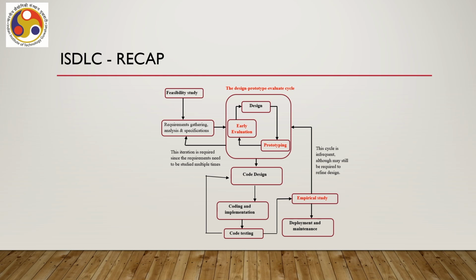Just to put things into perspective, let us quickly recollect the overall interactive system development life cycle. We have feasibility study stage, followed by requirement gathering and analysis stage, followed by the design, prototype, evaluate cycle, where we have the design stage already discussed in the previous lecture. We just finished our discussion on prototyping, and now we are going to talk about the early evaluation or quick evaluation or expert evaluation of the prototypes.